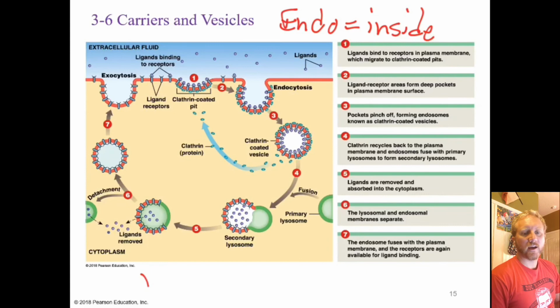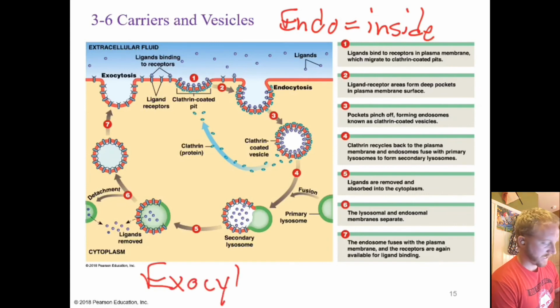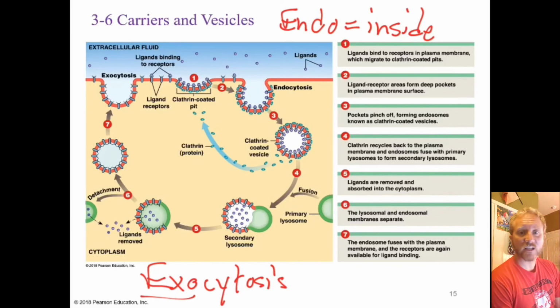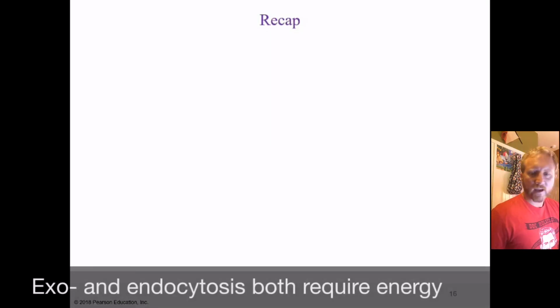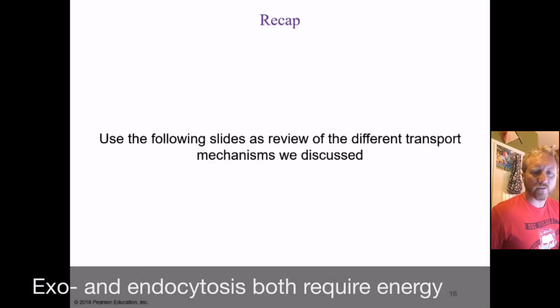All right. The other one is exocytosis. Exo means outside. Bugs have an exoskeleton; their skeleton's on the outside. So this is putting stuff back out. Exocytosis, putting it out. Endocytosis, bringing it in. Okay. That basically does it for us.